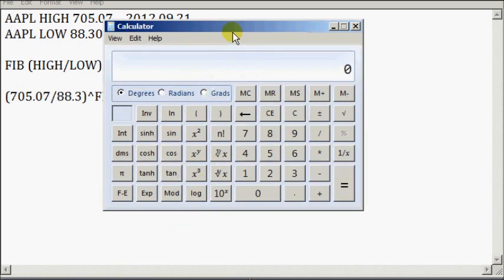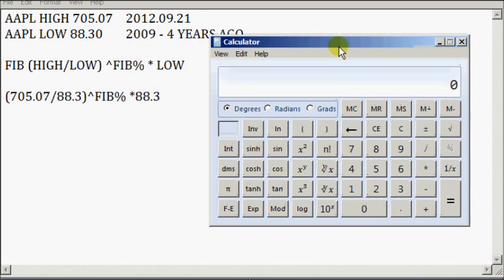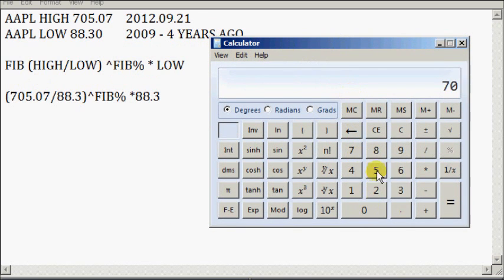So we'll do some calculations. We need to know what the high is. We can see that there. We'll do 705.07 divided by 88.3, which is about 8. Yep, 7.98. We'll put this in the memory because we're going to have to go back to this a few times. So let's do the 9% retracement.